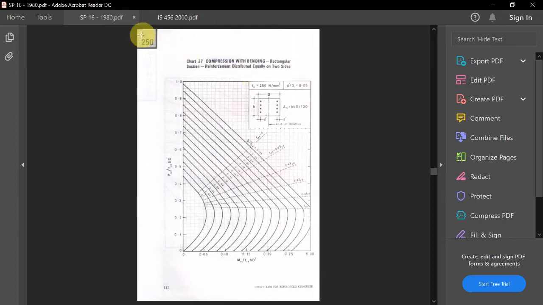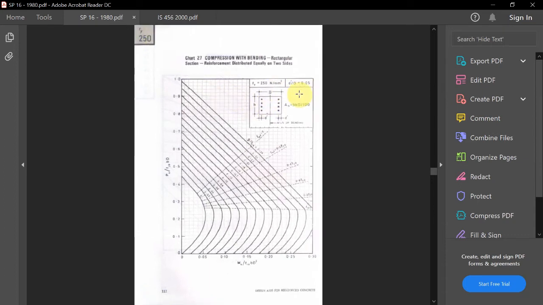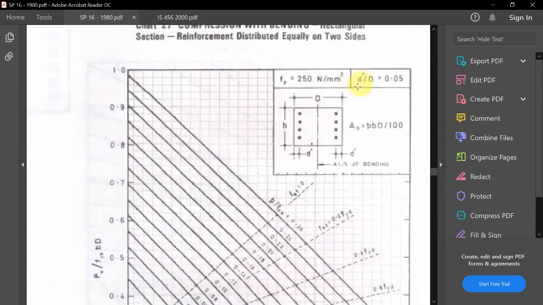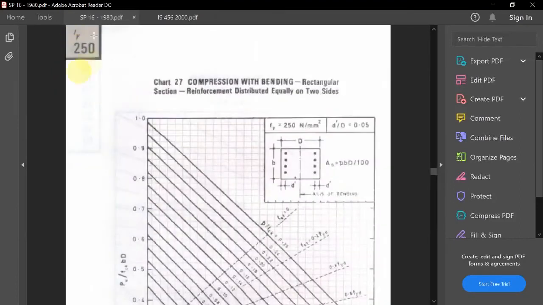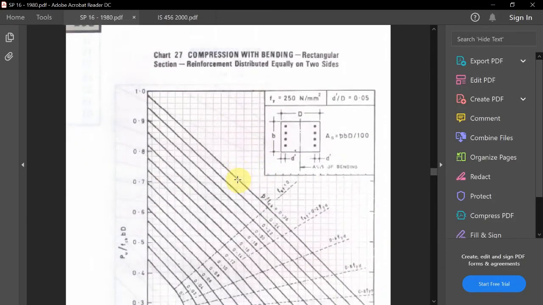The first criterion is to see the Fy. What is the Fy given in our problem? In this code it is given for all the yield strengths starting from 250. So Fy is 250. The second thing you need to check is the d dash upon capital D ratio. So what is d dash? d dash is nothing but your effective cover divided by the length or depth in that direction. So this ratio is required, and the yield strength is required. Okay, now I'll show you.